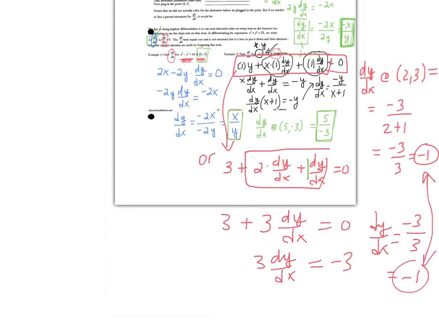So the idea is sometimes the question may want you to solve for dy/dx, which we did down here. Other times, if it wants you to find it at the point, such as (2, 3), you just go ahead and plug in, get your answer, and you're done. So if it's multiple choice, you're looking for negative 1. So you don't have to always solve for dy/dx. You can plug in right away if you want.